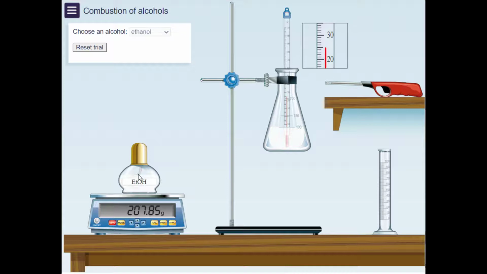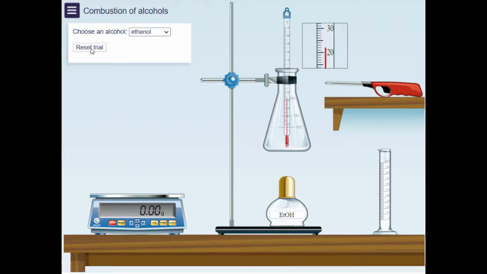By selecting the reset trial, you will be able to choose a different alcohol, and the water in the measuring cylinder will be refreshed, allowing you to run a new experiment. For each alcohol, you are advised to repeat the experiment at least twice.